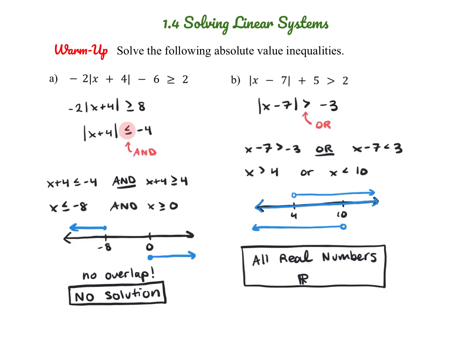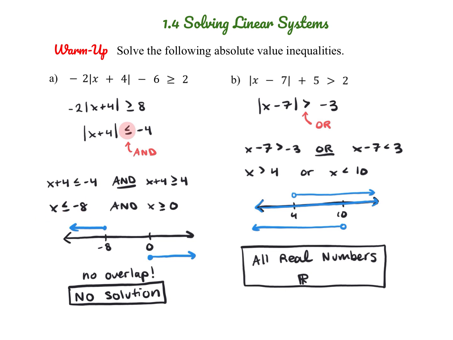Okay, so remember when we're solving absolute value inequalities, we isolate our absolute value symbol and then we determine if it's an and or an or. So this one is a less than, so it's an and. So we set up our two separate inequalities, and remember our answer has to be the overlap of the two because it has to work for this and this.